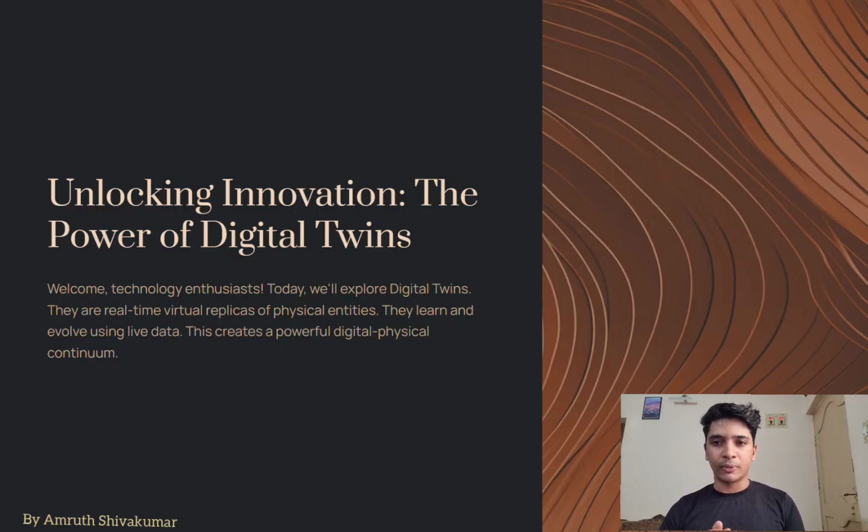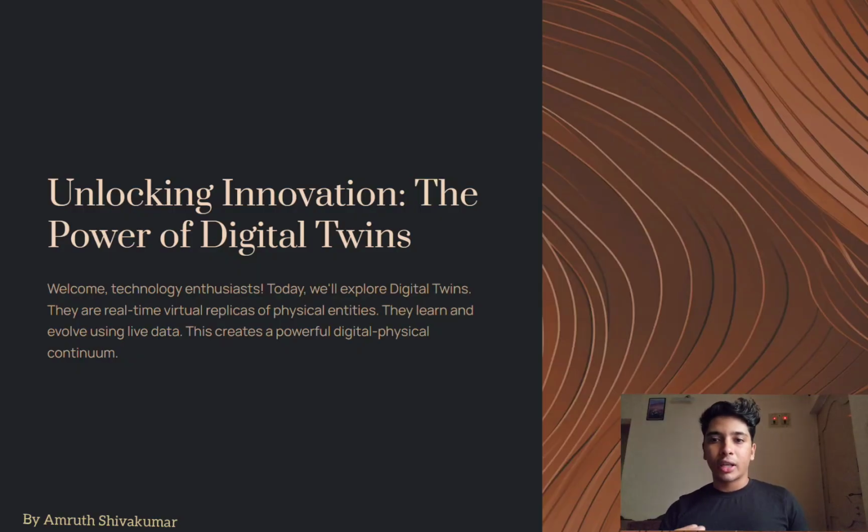That's a digital twin. It's not just a 3D model, it's a dynamic entity powered by live sensor data, advanced analytics, and AI. And today we'll be exploring how they work, what makes them work, how industries are using them, and why they are being called the future of intelligent systems. Let's dive in.